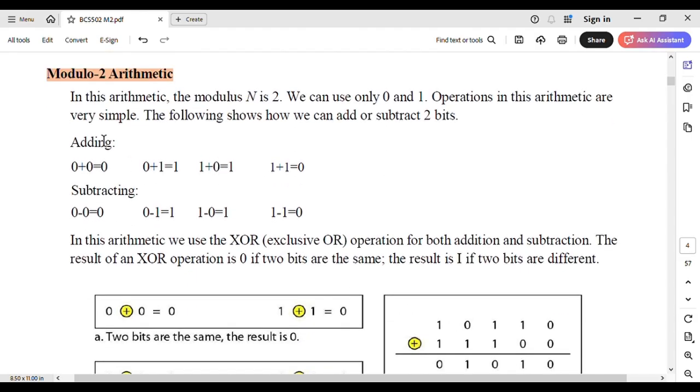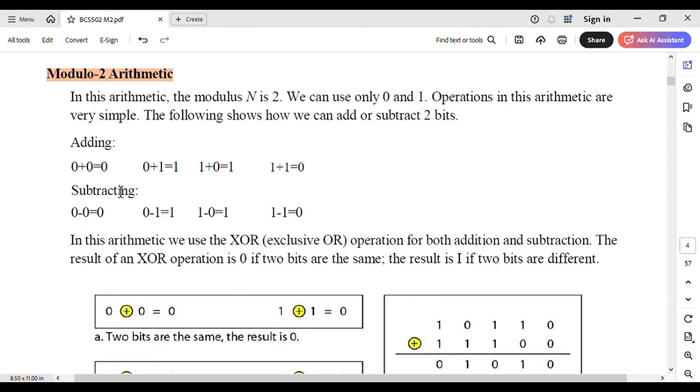Modulo-2 arithmetic. In this arithmetic, the modulus n is 2. We can use only 0 and 1. The operations in this arithmetic are very simple. The following shows how we can add or subtract two bits. It is just a simple addition or subtraction.